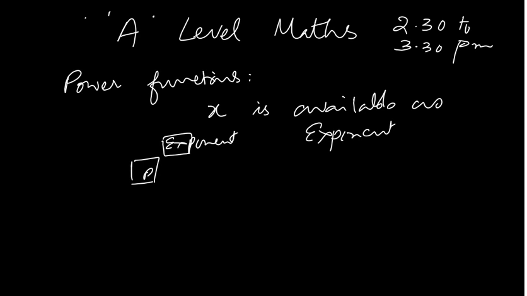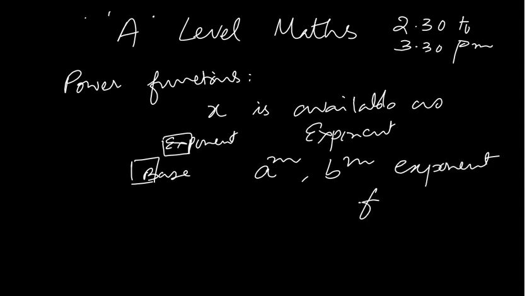So this is called a base. And if we write something like this, we call it an exponent form. For example, in general, a to the power of m, b to the power of m, these are all in exponent form because you are writing something to the power of something else.